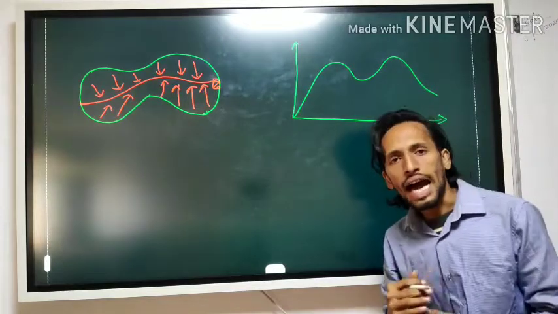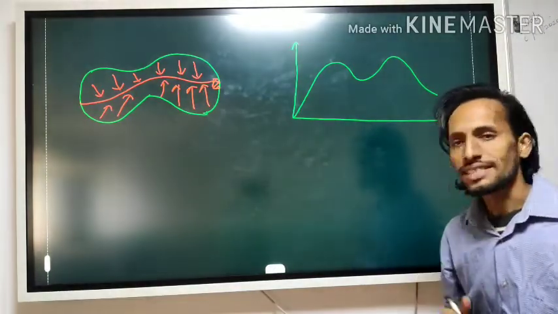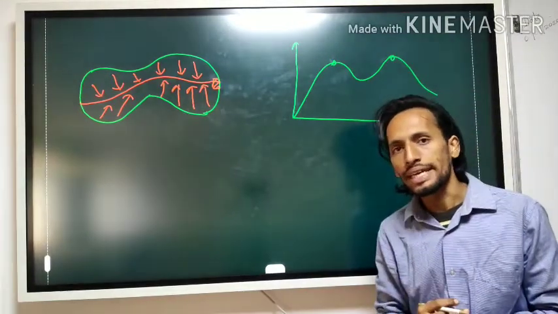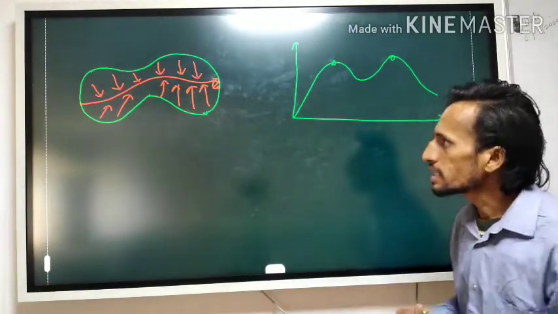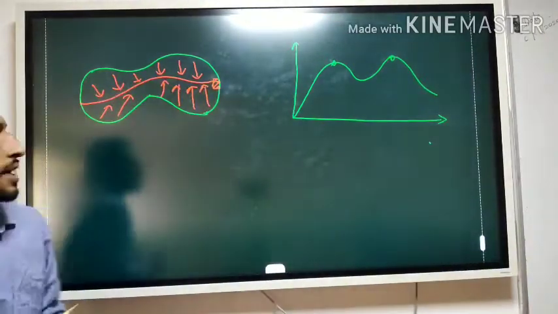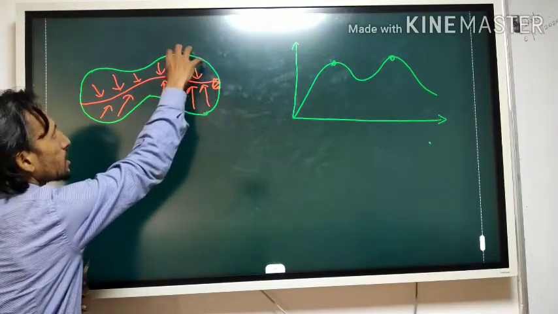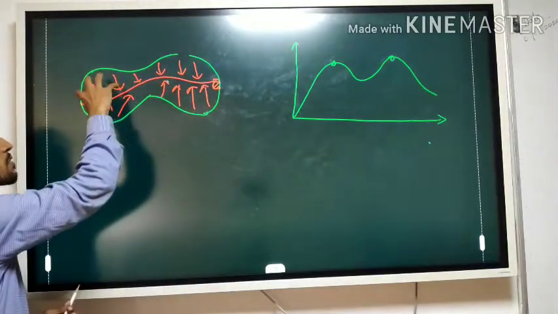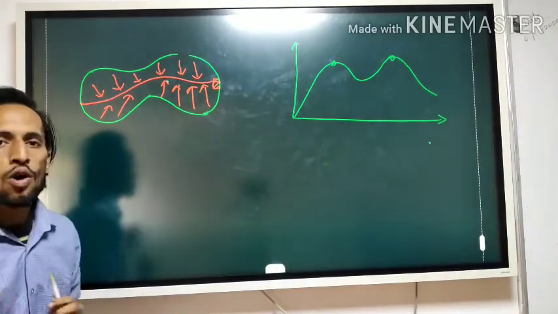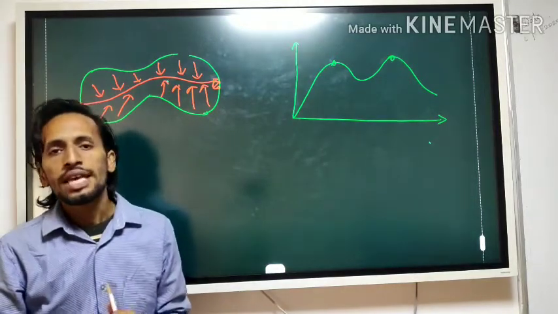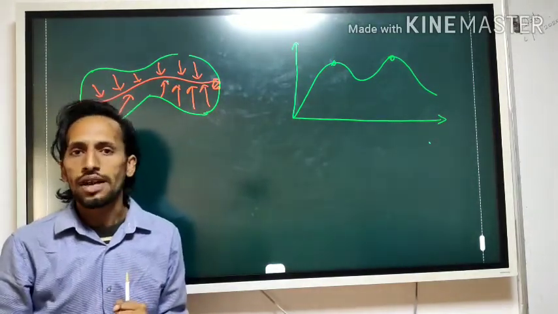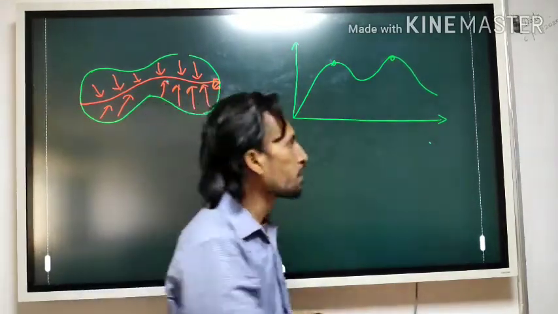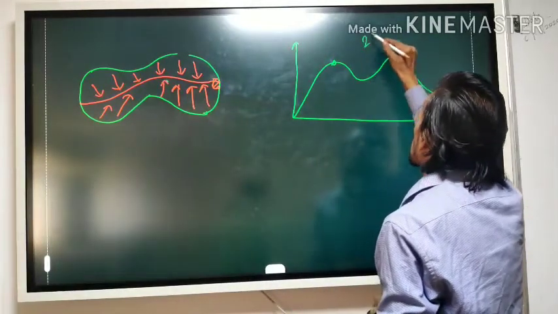The graph will have two peaks. This is your first peak, this is your second peak. Why does the hydrograph have two peaks? Because of this shape. When water comes from this portion to here, it will give the first peak, and when water from this portion of the catchment also starts contributing, then the discharge in the hydrograph will again increase. So the shape will have two peaks.